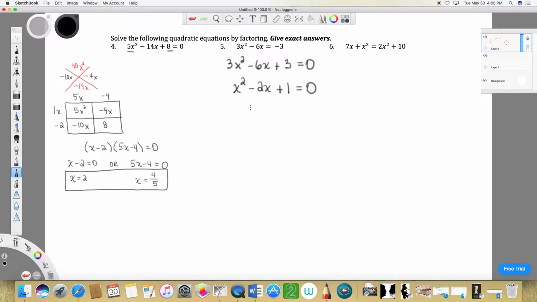All right. So with a leading coefficient of 1, many students don't have to necessarily do the x method, because you can just come in and say two numbers that multiply together to give me a positive 1 but add together to give me a negative 2, or negative 1 times negative 1. So if you need to do the x method, you can, but I think that most of you will simply write x minus 1 squared.